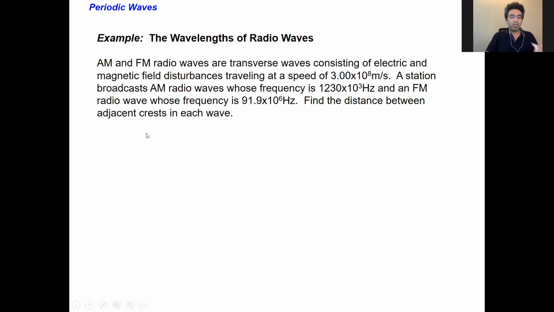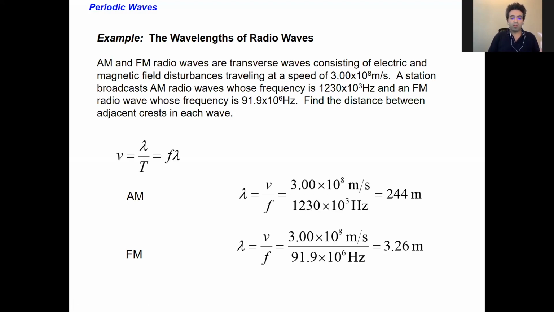The question is, find the distance between adjacent crests in each wave. Distance between adjacent crests, that's the wavelength, because that's the distance of one cycle. So I want to find the wavelength of each one of these waves, knowing that both of their speeds are 300 million meters a second, but one of them has a frequency of this and the other one has a frequency of that. So I can start out by saying, I know that the speed is equal to the frequency times the wavelength. So if I know the speed and the frequency, I should be able to find the wavelength. If I want to find the wavelength, divide both sides by the frequency. So I get speed divided by the frequency. That gives me how big the wavelength is.